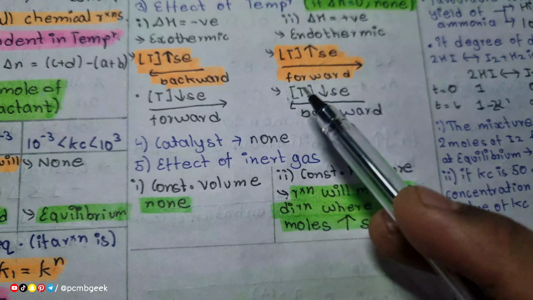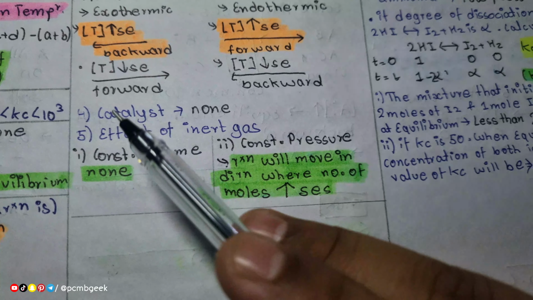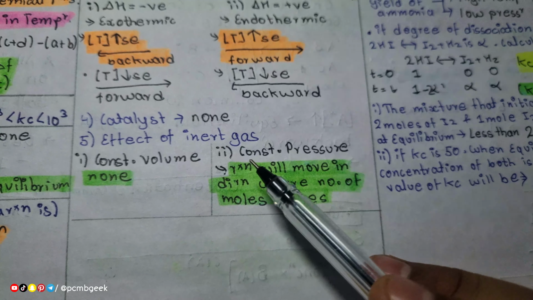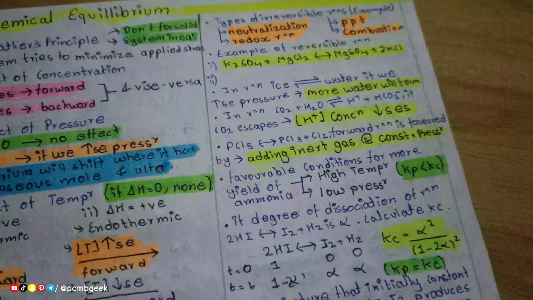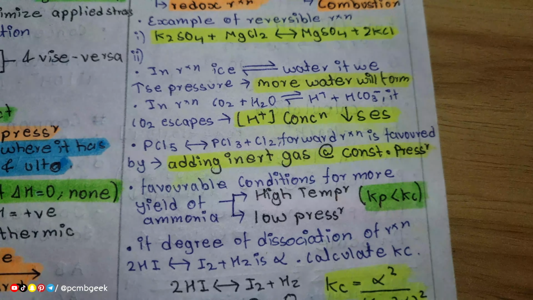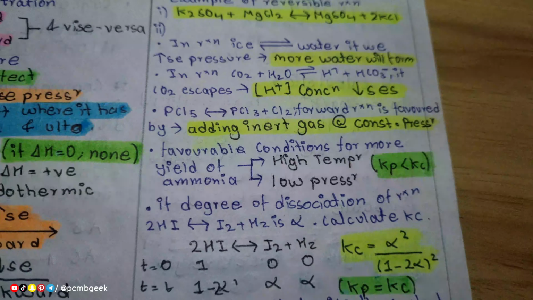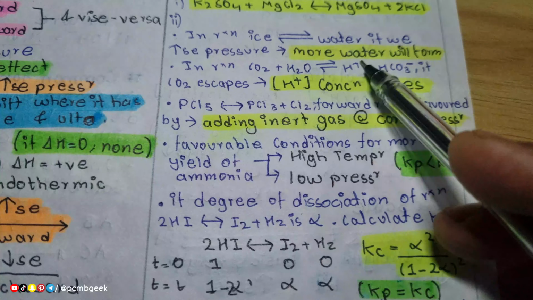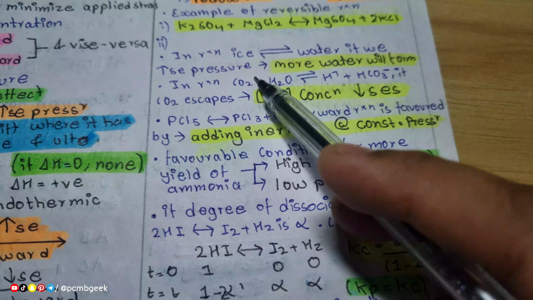There is no effect of catalyst on equilibrium. At constant volume, there is no effect of inert gas on the equilibrium. At constant pressure, if inert gas is added, the reaction will move in the direction where the number of gaseous moles increases. Consider the reaction where carbon dioxide reacts with H2O to give hydronium ion and HCO3 minus. If we let this carbon dioxide escape, the concentration of H plus ion decreases, as the equilibrium will shift toward the backward reaction and produce more carbon dioxide molecules.